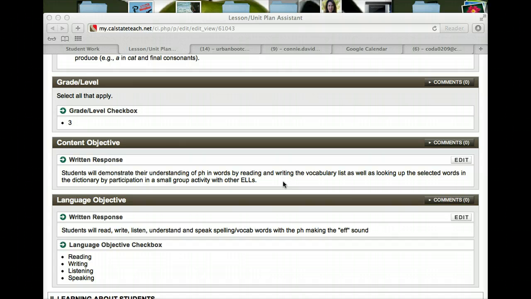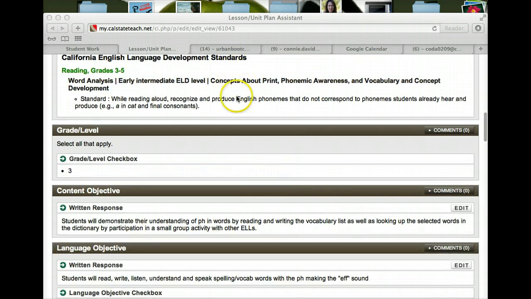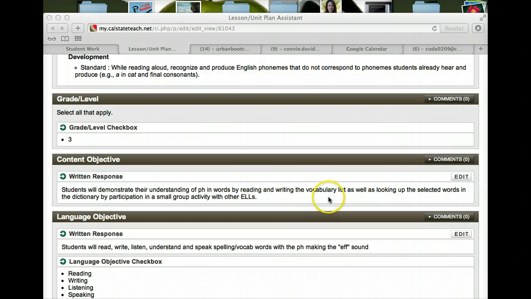So, given these vocabulary words, the students will demonstrate their understanding of the PH sound in a word by reading and writing. You see, you already have writing here, but you don't have writing up here as part of the ELD portion of what they're going to do. But they're going to read and they're going to write the vocabulary list, as well as looking up the selected words in the dictionary for participation in a small group activity with other ELLs.